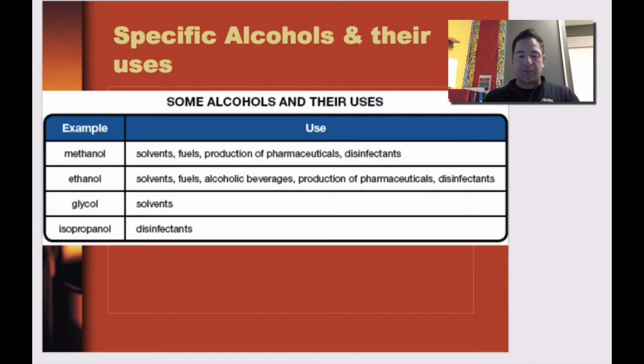Okay, so anyways, moving on. Just a few alcohols and some of their uses. Methanol can be used as solvents, fuels, production of pharmaceuticals, disinfectants. Ethanol right here can be solvents, fuels, alcoholic beverages, like beer, like I said, production of pharmaceuticals and disinfectants, so very similar to methanol. And glycol as a solvent and isopropanol can be used as disinfectants. So you'll want to know some of those properties. You'll also want to know how to name.